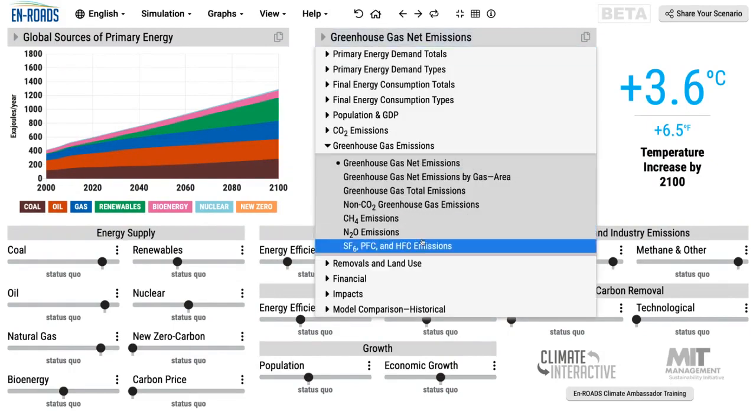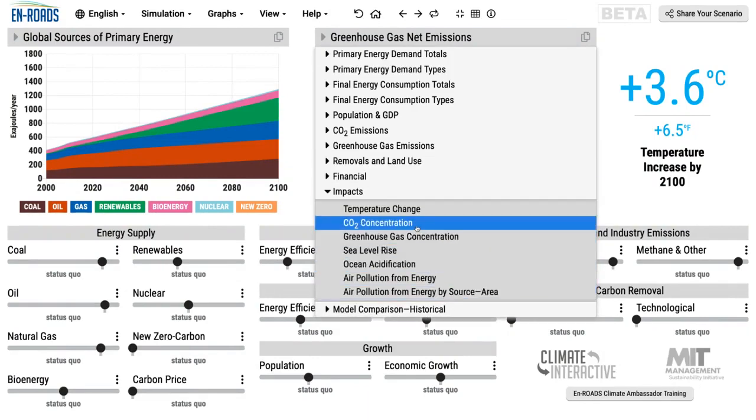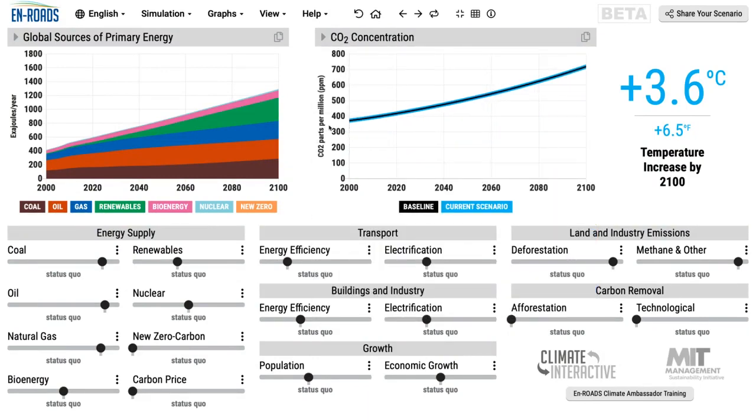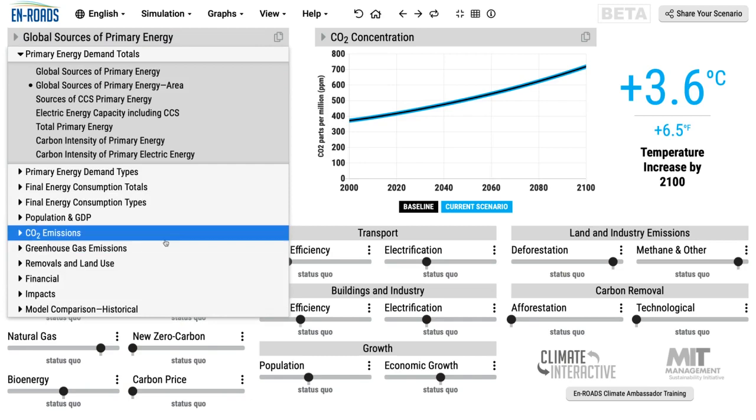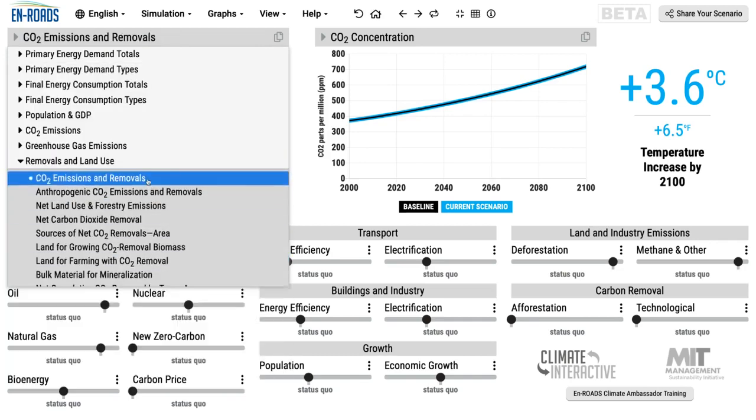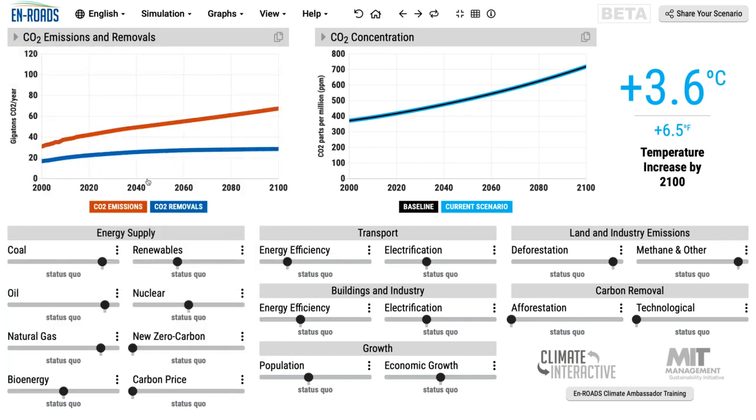So the graph that I want you to look at is here in impacts, the CO2 concentration measured in parts per million. Carbon dioxide is the stuff that is collected in the atmosphere that is trapping heat and causing the problem. The other graph to look at is the inflow and the outflow of emissions and removals.